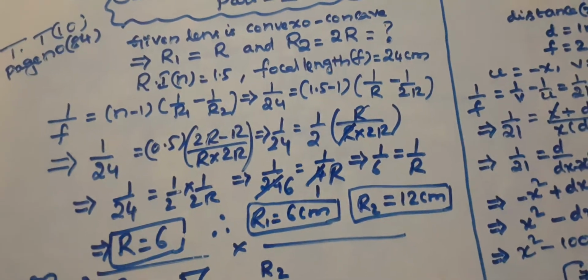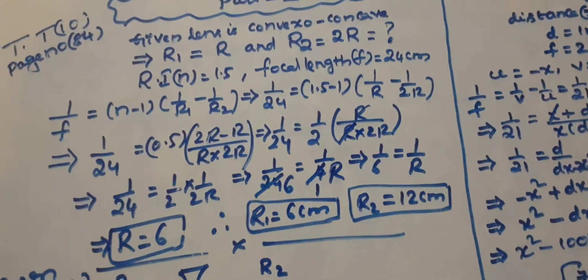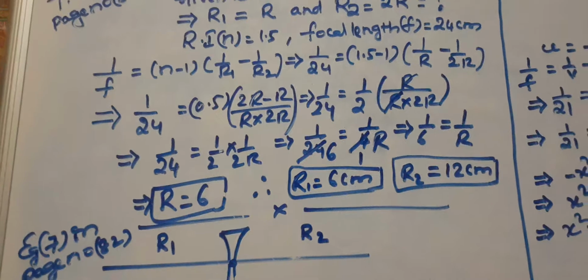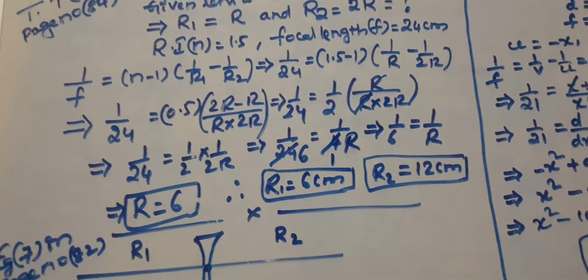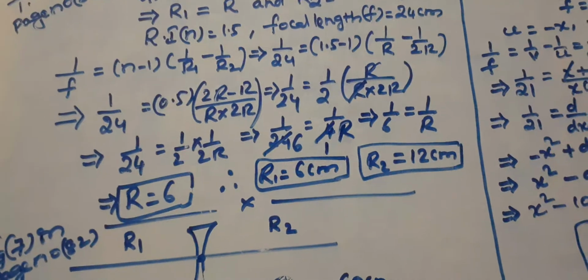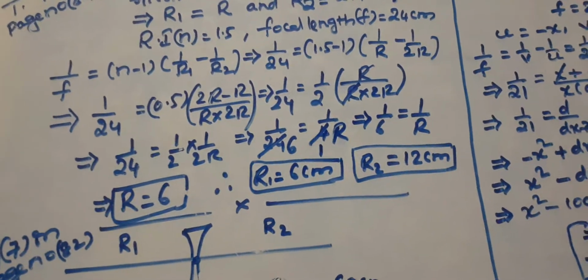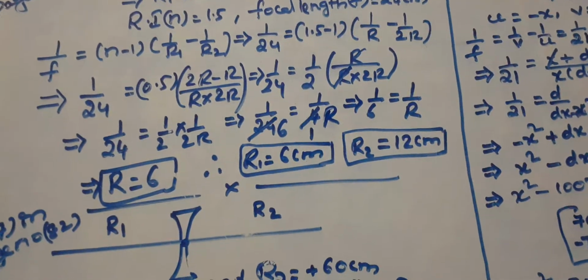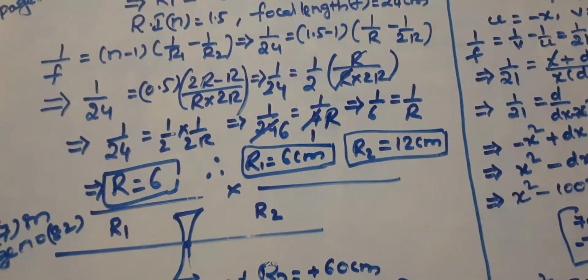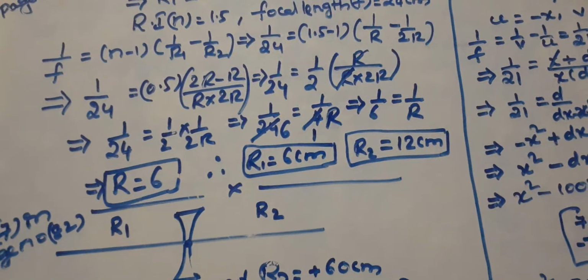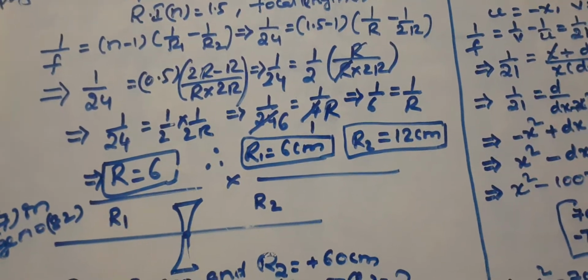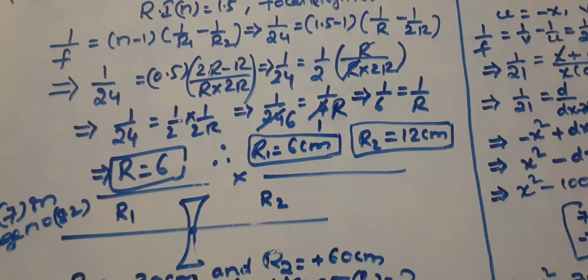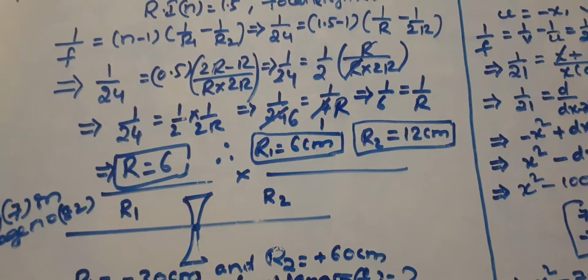Now we want to find the r1 value and r2 value for this convex-concave lens, students. Here we use the lens maker's formula: 1 by f is equal to (n minus 1) into (1 by r1 minus 1 by r2). Substituting these values, 1 by 24 is equal to (1.5 minus 1) into (1 by r minus 1 by 2r). 1.5 minus 1 means 0.5, so 1 by 24 is equal to 0.5 into, taking LCM, (2 minus 1) by 2r. So 1 by 24 is equal to 1 by 4r.